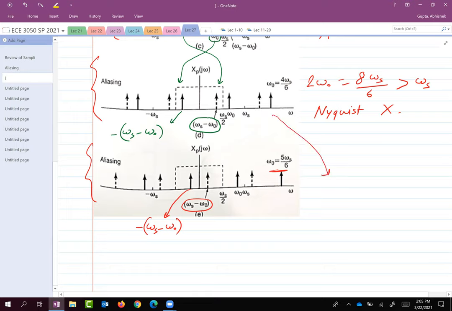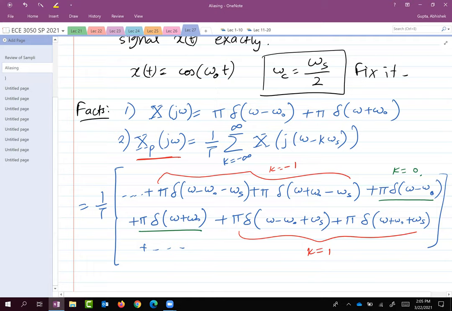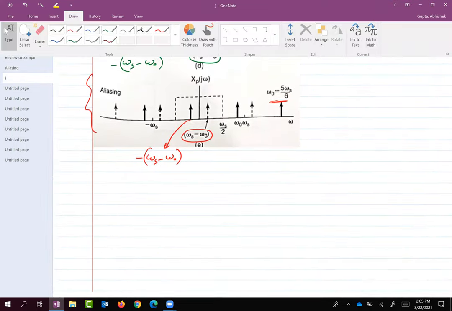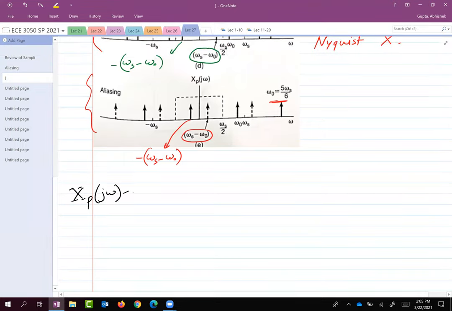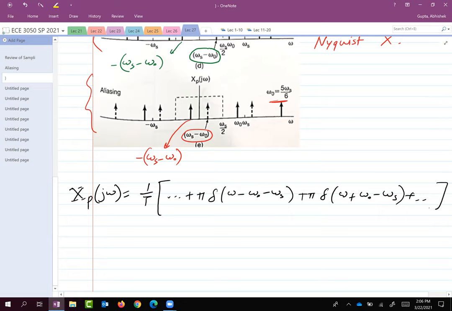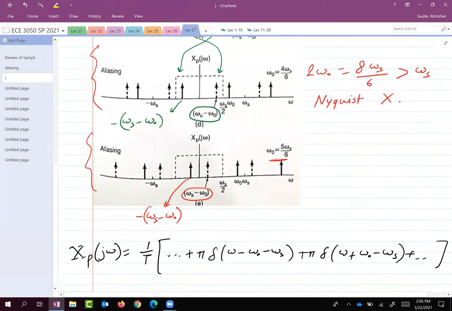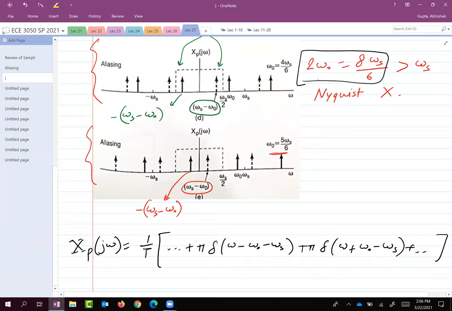So let's say this is my Xp of j omega, or rather, let's do it from first principles. We had written the Xp of j omega in the previous section. Let's write that again. One over T, delta omega minus omega naught minus k omega s, all of that stuff. So now I'm just going to carefully write down these expressions for the case when, let's pick this case, omega naught equals 4 omega s over 6.